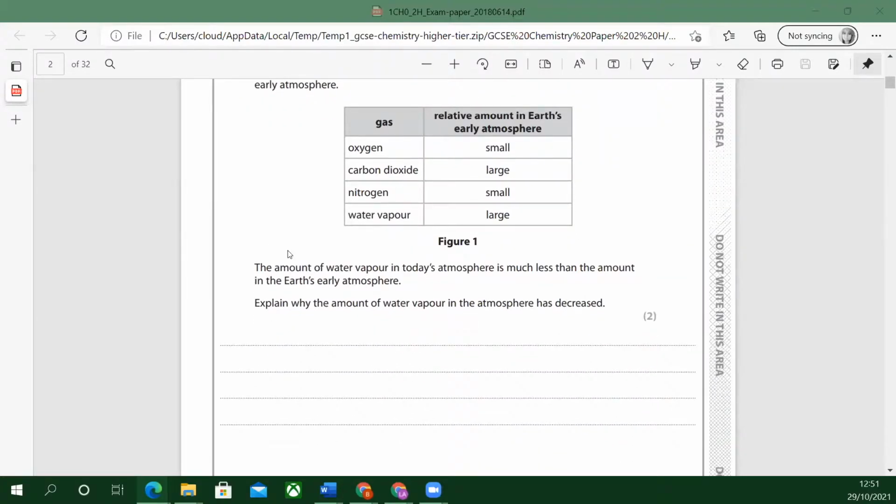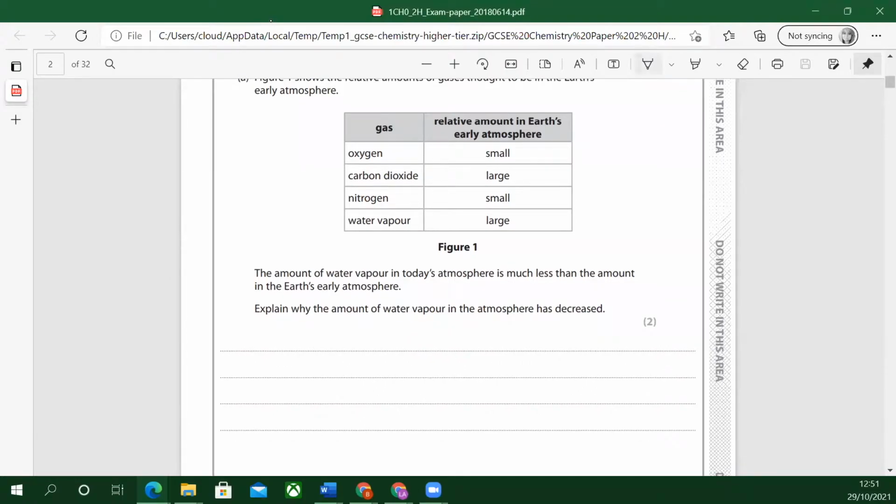The amount of water vapor in today's atmosphere is much less than the amount in the Earth's early atmosphere. Explain why the amount of water vapor in the atmosphere has decreased. So back then the Earth was a lot hotter. What actually happened was the Earth cooled down. Let me get my pen tool. So the Earth cooled down.